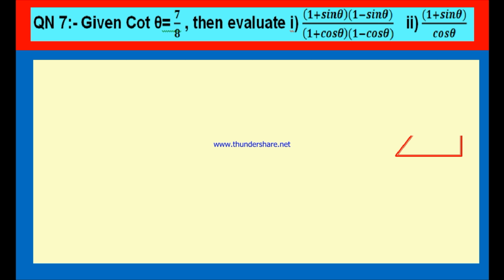Now, again let us draw a right triangle ABC. ABC is a right triangle in which angle B is equal to 90 degrees. And let angle A be equal to some theta.